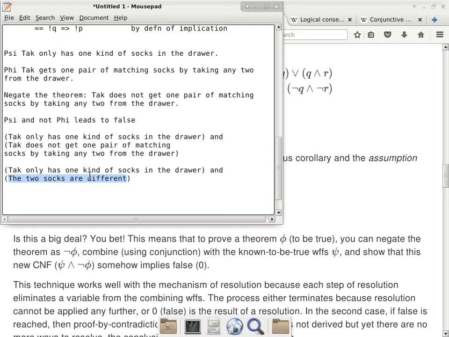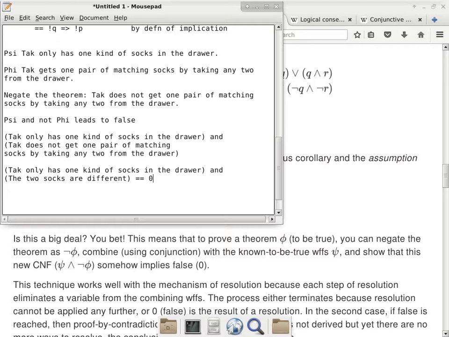So now we have something that is contradicting. So this whole thing ends up with basically false, because they contradict each other. They cannot both be true at the same time, and yet they're connected by a conjunction. Is that making any sense? I cannot say that I only got one kind of socks in the drawer, and claim that I take two socks out of the drawer and they're different. I cannot claim those two things at the same time.